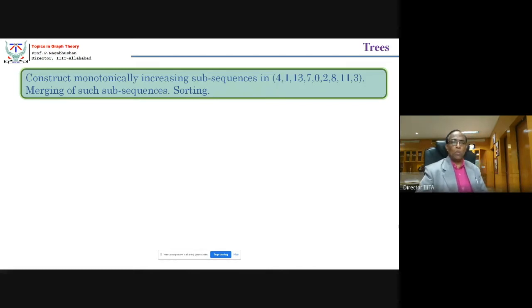Now let us take up one interesting problem arising out of trees. Construct monotonically increasing subsequences in this sequence: 4, 1, 13, 7, 0, 2, 8, 11, 3, some randomly given, unsorted sequence. But I want you to construct monotonically increasing subsequences. Let us see now. If I start from 4, 1 cannot be included, because it is not monotonically increasing. So remove 1. 13 can definitely be included. 4, 13 can make a sequence, because 13 is monotonically increasing compared to 4.